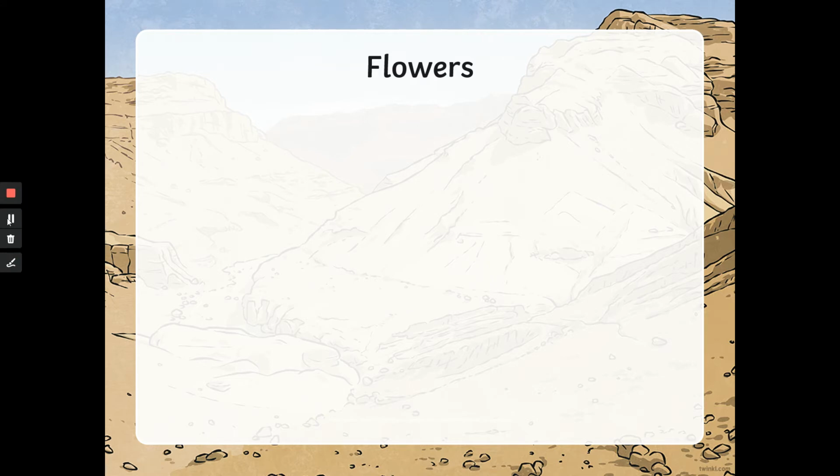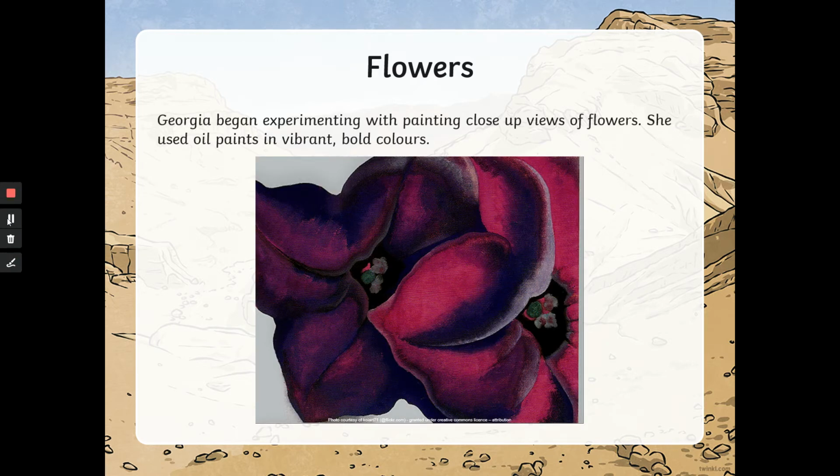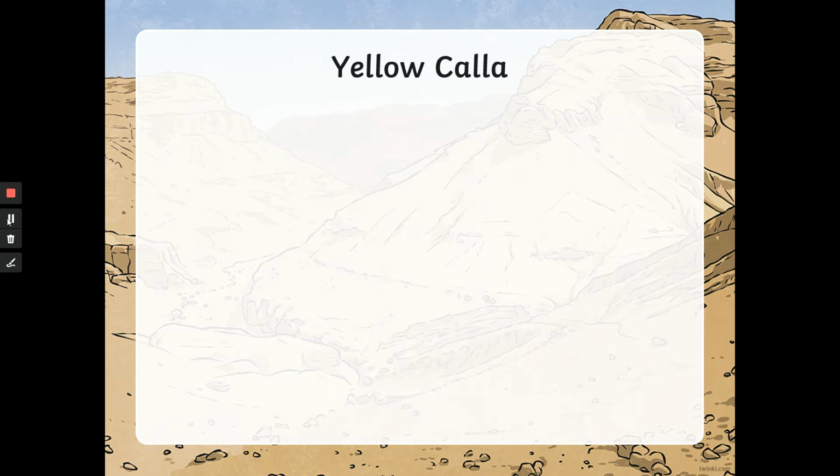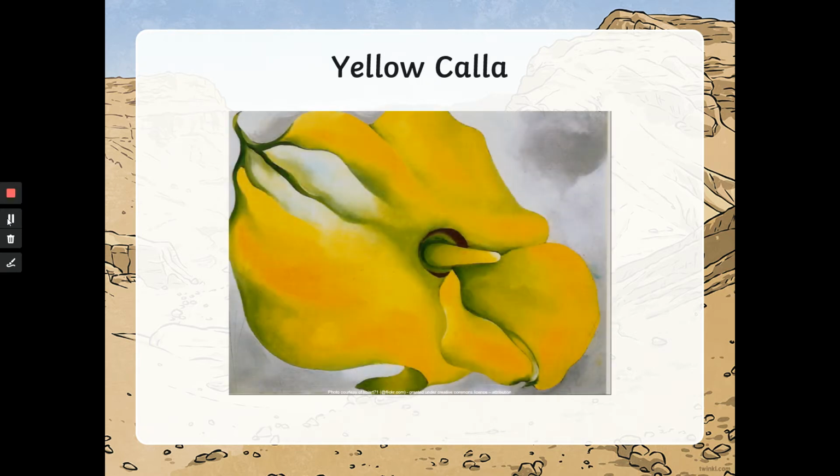Flowers. Georgia began experimenting with painting close-up views of flowers. She used oil paints in vibrant, bold colours. So that's just one example. Yellow Calla. And that's another example of a close-up of a flower using the bright, bold colours again.